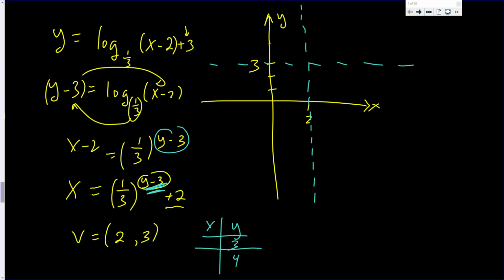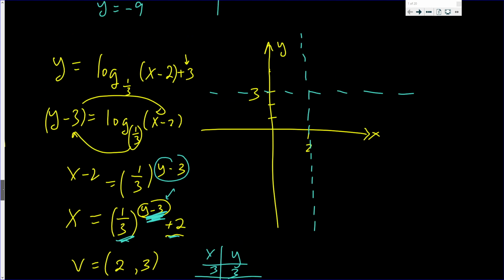Well, what about when y is 3? That means that's 0. 1/3 to the 0 is 1, plus 2 more is 3. Now, if y is 4, then this is 1. 1/3 to the 1 is 1/3 plus 2, so you get 2 and 1/3. You want to write it as a mixed number? Fine. But it's a little bit more than 2.